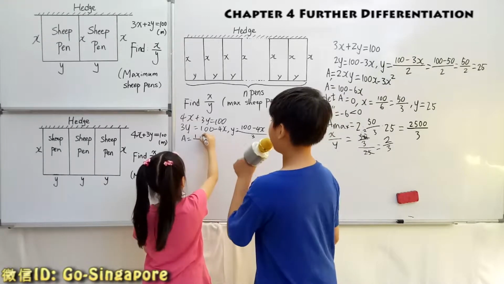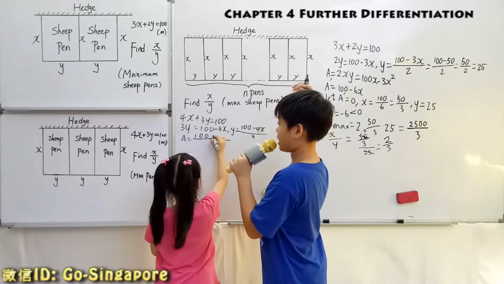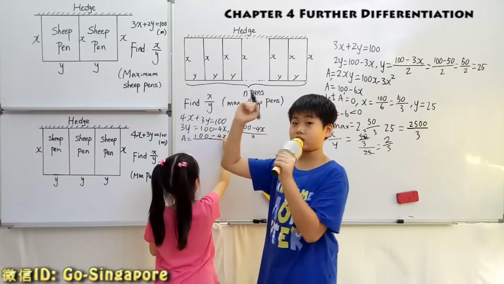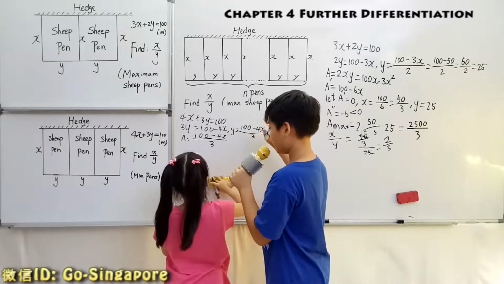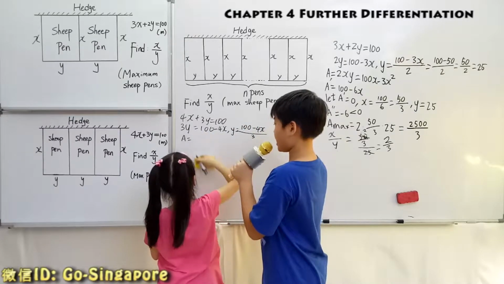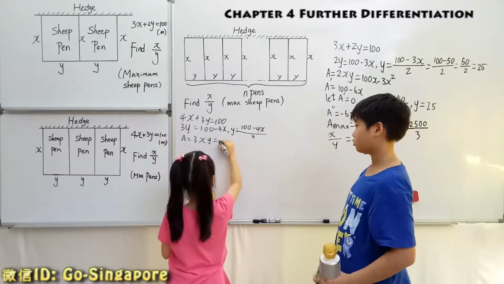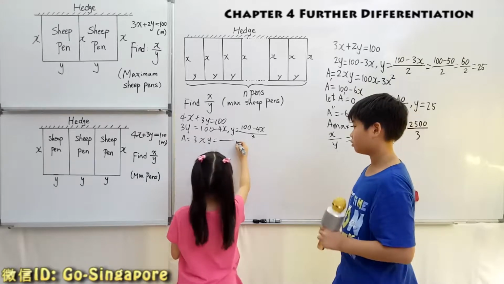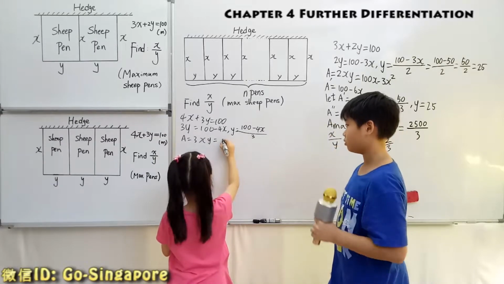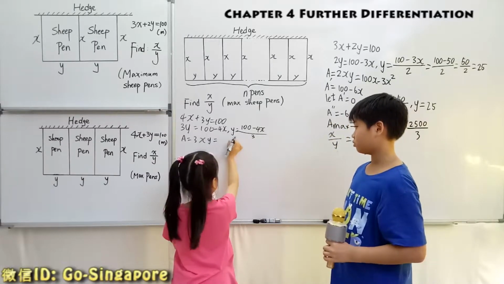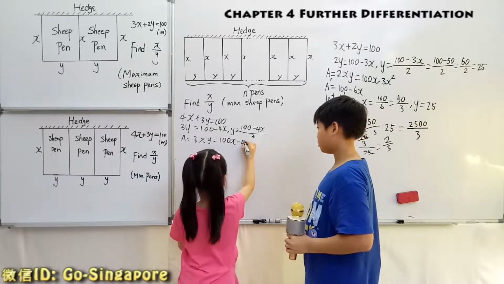For this, you actually have 3y and you also have an x. So this is 3xy. You need to write 3xy. Do you still have this fraction? You sub the y in, 3 and 3 cancel. Yes, then it will be 100x minus 4x².